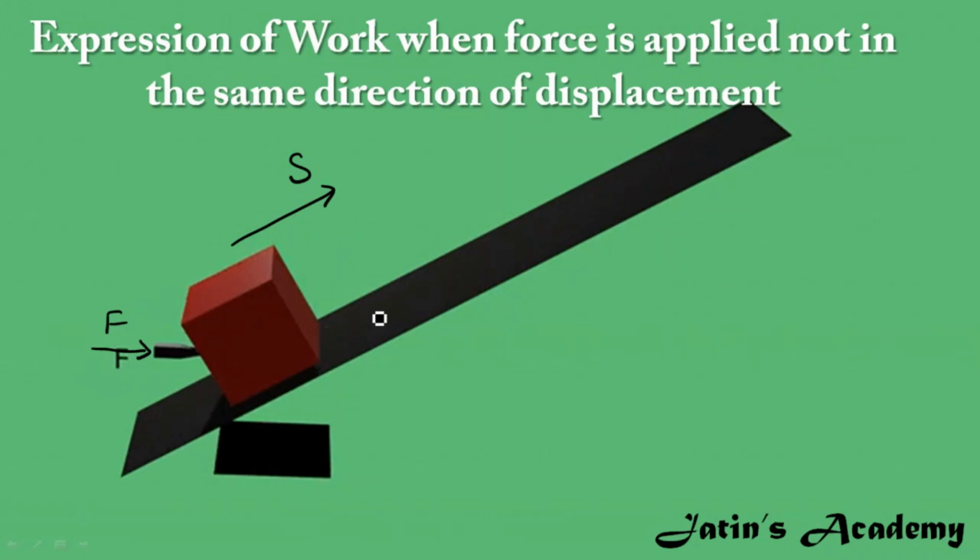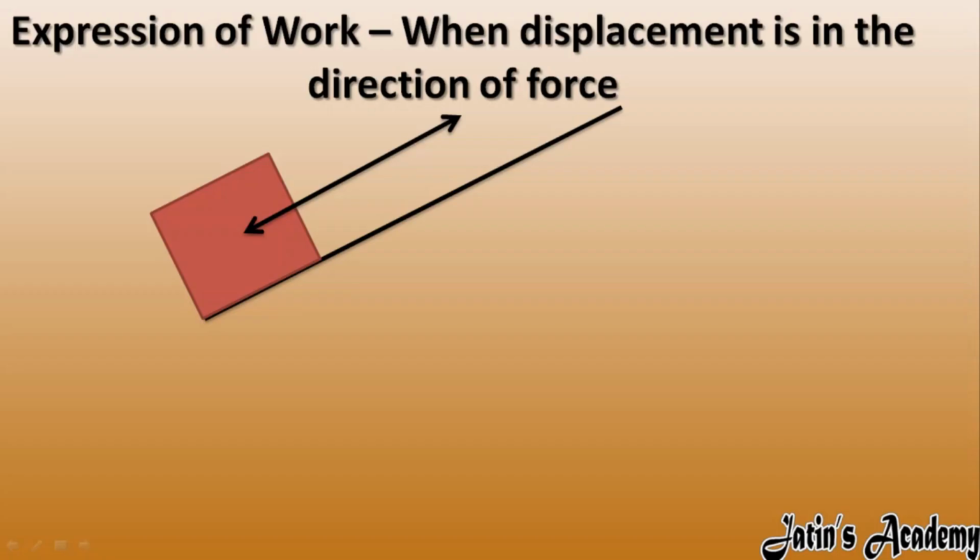That formula we have to derive. Now let's see how we will calculate the work done when force and displacement are not in the same direction. In this case, force is applied in this direction and displacement occurs in this direction. So force direction is this, displacement direction is this. Now what we will do, carefully listen.